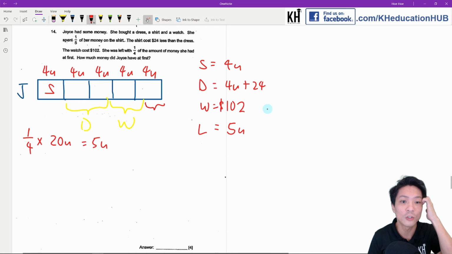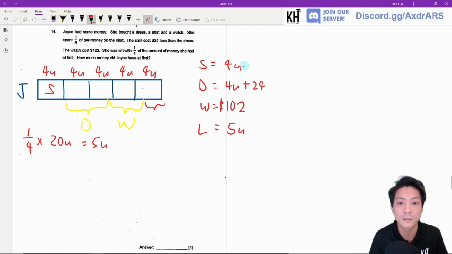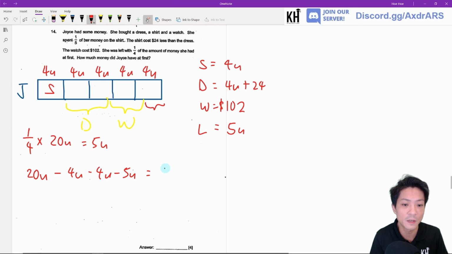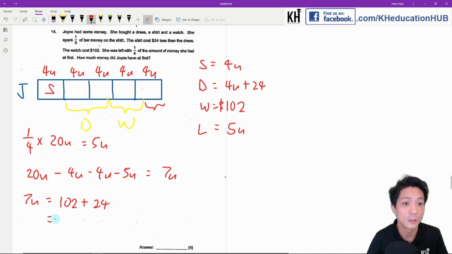So how much money did Joyce have at first? We know that 20 units minus away the 4 units, 4 units, and 5 units, that is 20 units minus 4 units minus 4 units minus 5 units, is equal to 7 units. So 7 units is equal to 102 plus 24.